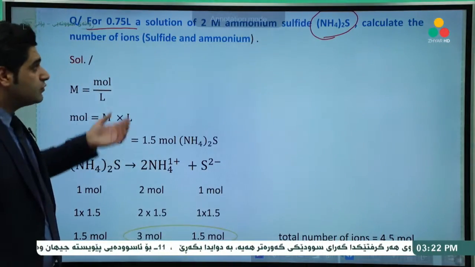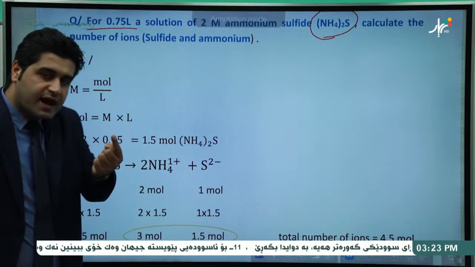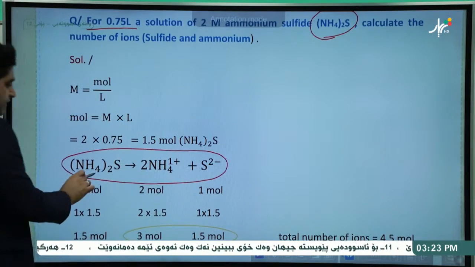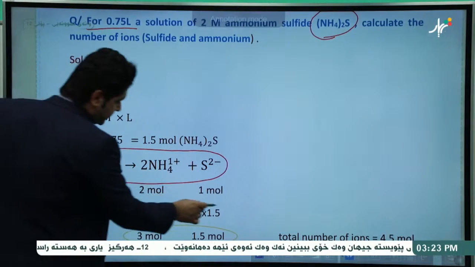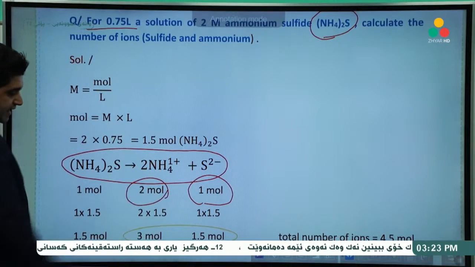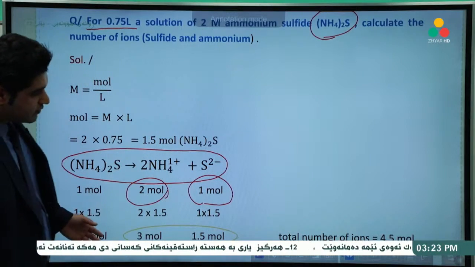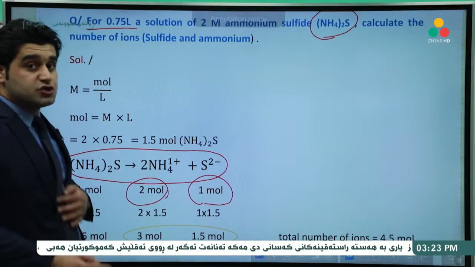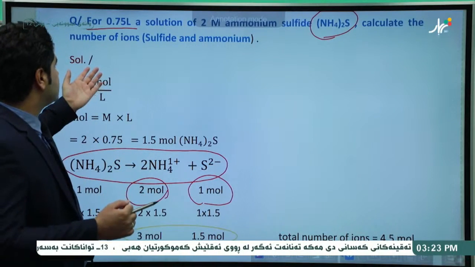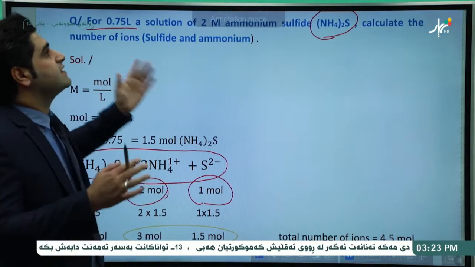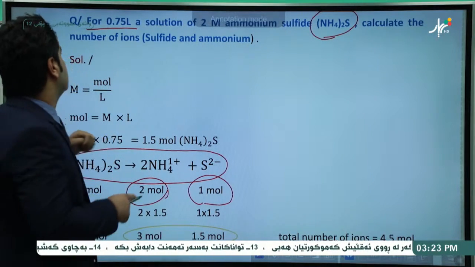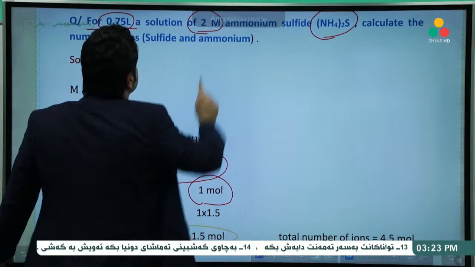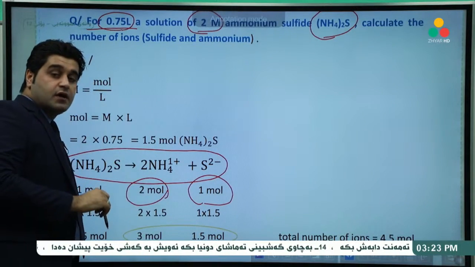So what we have to do, write the dissociation reaction for 1 mole. This is the dissociation reaction for 1 mole. Then find the number of moles of the ions per 1 mole. This is 1 mole, this is 2 moles, and the total number of moles is equal to 3. This is for 1 mole. But we should check what the question asks, how many moles for this number of moles of the compound? We don't have the number of moles, but we have volume and molarity. So we should find out the number of moles.